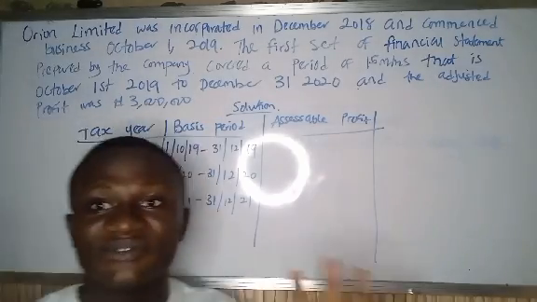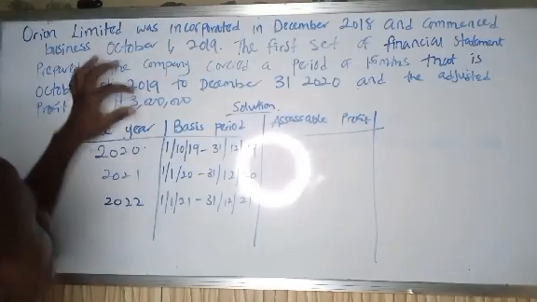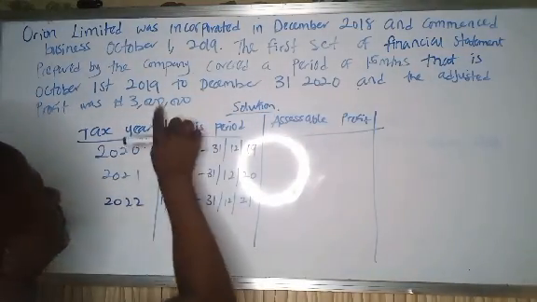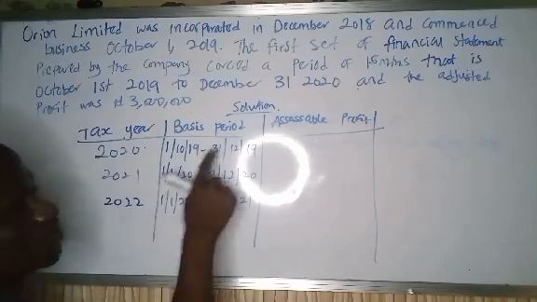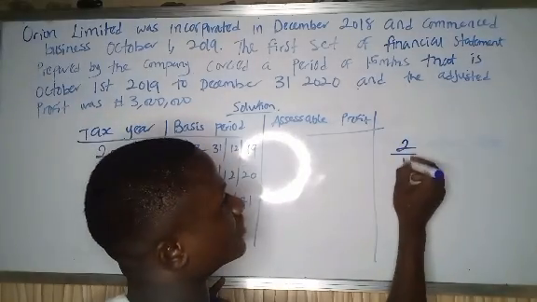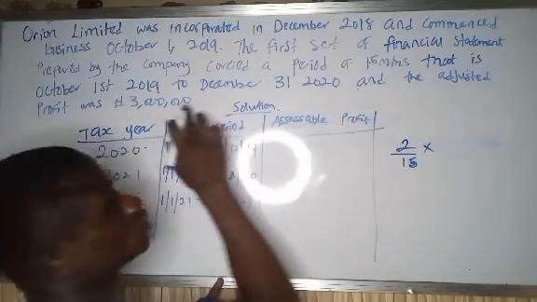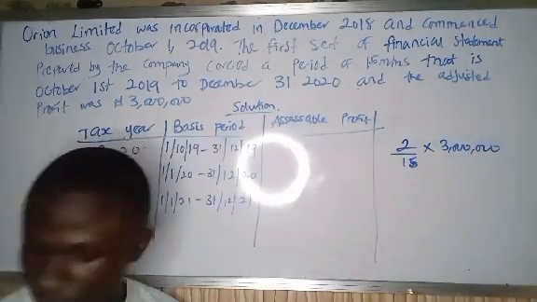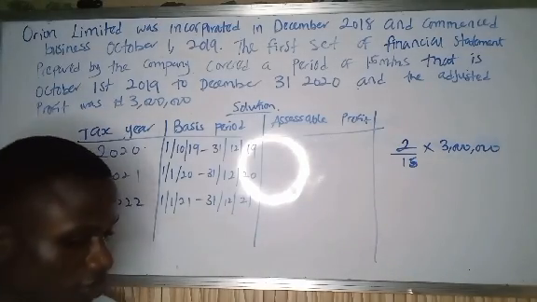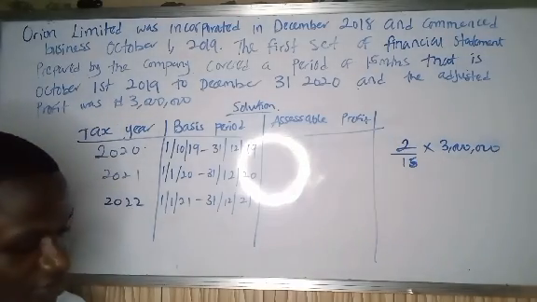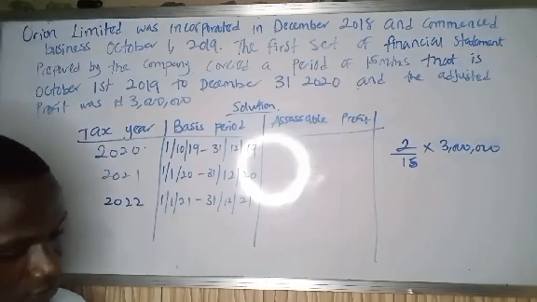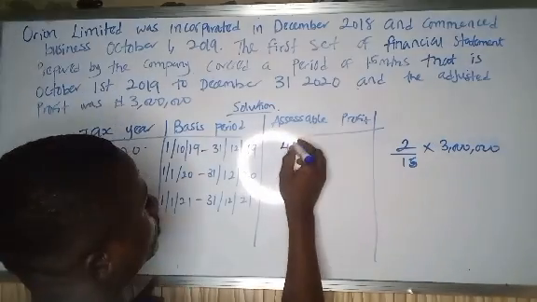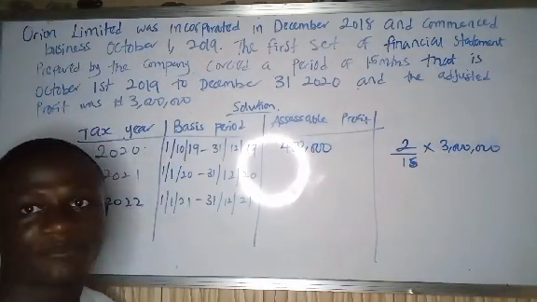And this profit is for 15 good months. So I need the profit for 2 months to be represented here. So if this is 15 months and I want to remove 2 out of 15, that will be 2 out of 15 times the total profit, which is 3 million naira. I believe understanding is coming up now, because you can see it's very, very simple. So 3 million naira, that is 400,000 naira. So that gives us an accessible profit of 400,000 naira.